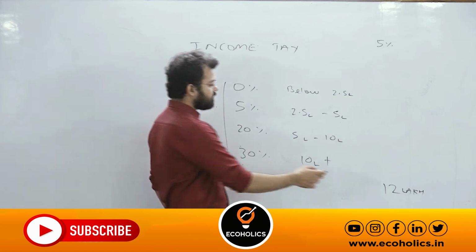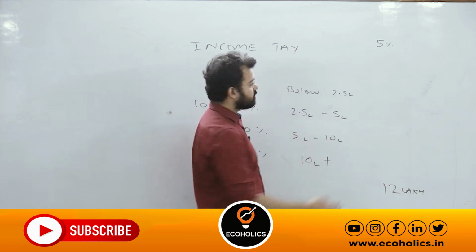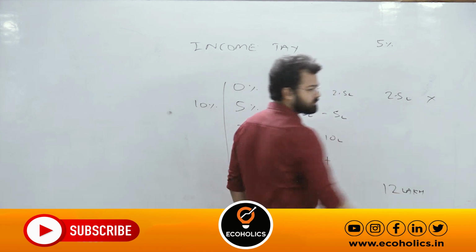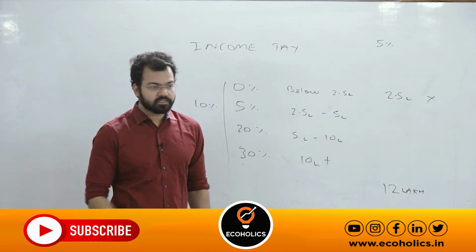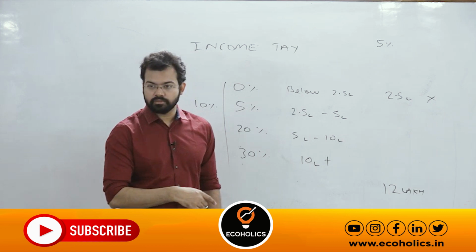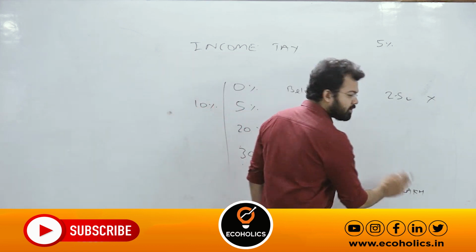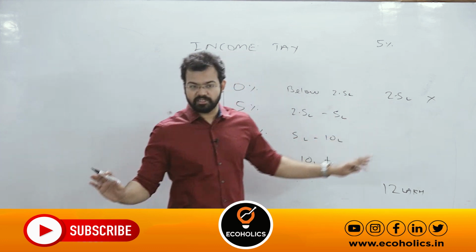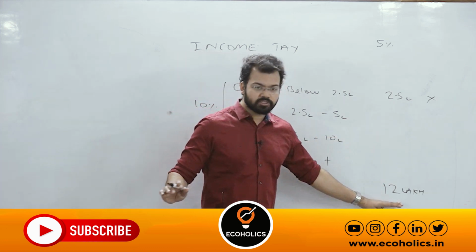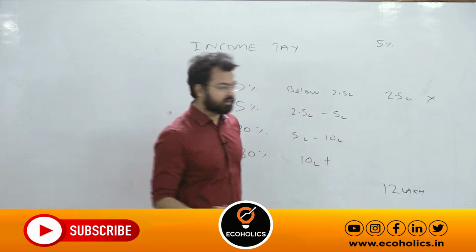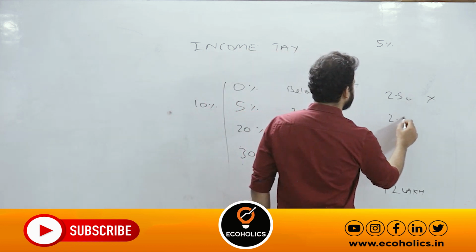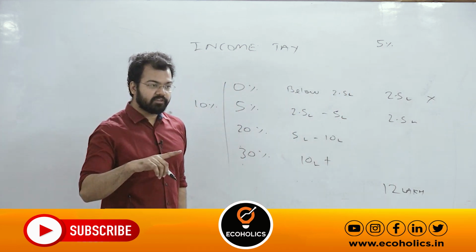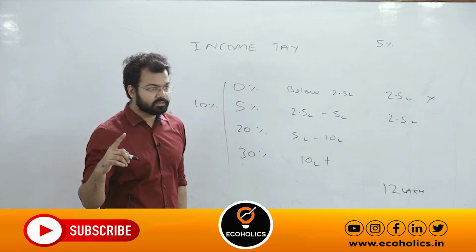12 lakh, it means from this 12 lakh, on the first 2.5 lakh, you do not have to pay any tax. This is how we calculate. You know? If you are earning 12 lakh, on the first 2.5 lakh, no need to pay any tax. Deduct 2.5 from this 12. How much? 9.5 lakh. Another 2.5 lakh bracket. So deduct that 2.5 from 9.5. How much does it become? 7 lakh.